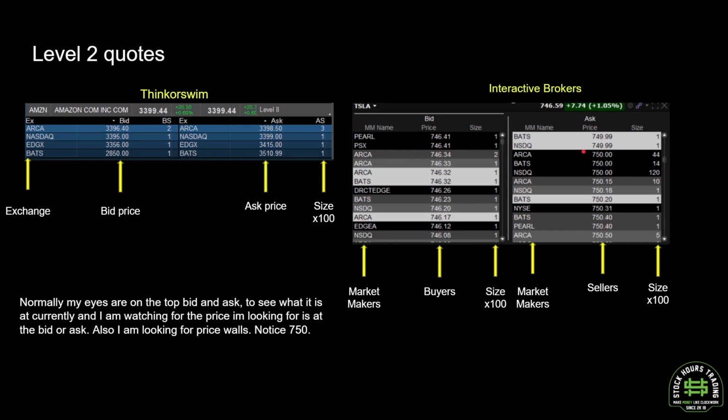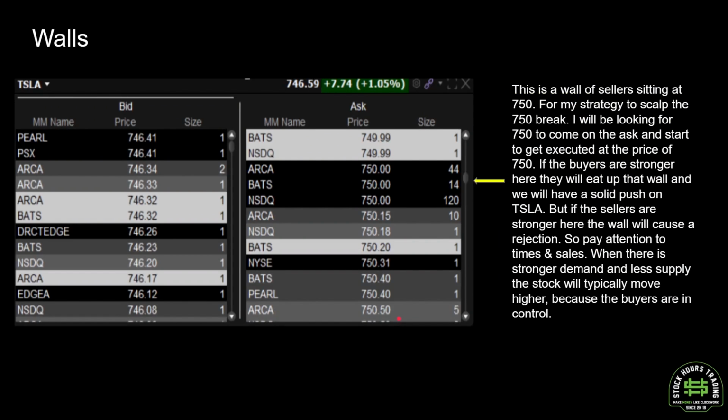So you can see how to read this level 2. We have the market makers, and this is the exchange basically. We have our price, and then we have our size, and that's also times 100, just like times and sales. Our next slide is going to be an example of a wall on level 2 and how we use a wall on level 2 to enter and exit our trades.